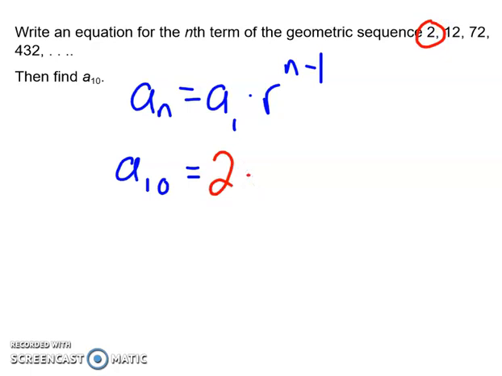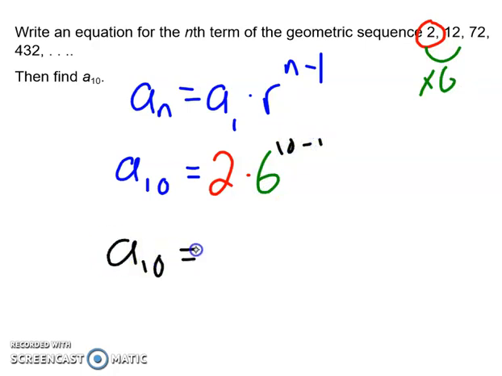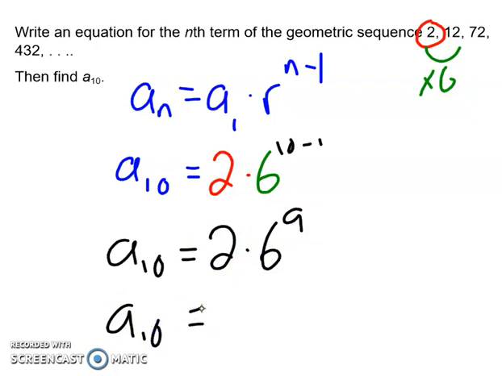I want to find that common ratio. So from 2 to 12, I have to multiply by 6. So r is going to be 6 to the 10 minus 1. So I get a sub 10 is equal to 2 times 6 to the 9th power. And now we just take out our calculators. 2 times, I like to put parentheses, 6 caret 9. Woo, that is one big old number. Okay, here we go.